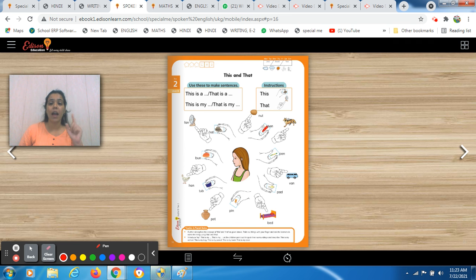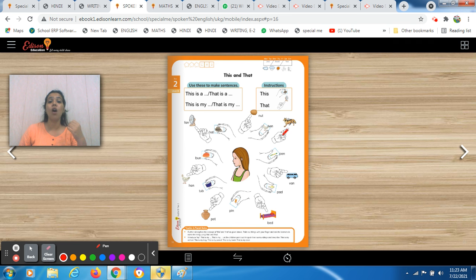This is a hen. ये एक hen है. Or if the hen is hers, so she will say this is my hen. Now you will see the hen is near to her. Now see the next one.